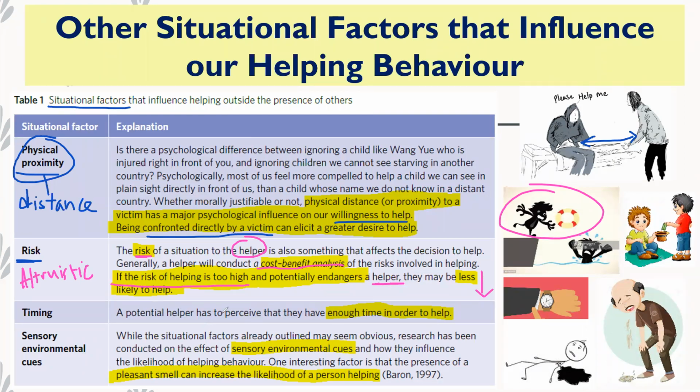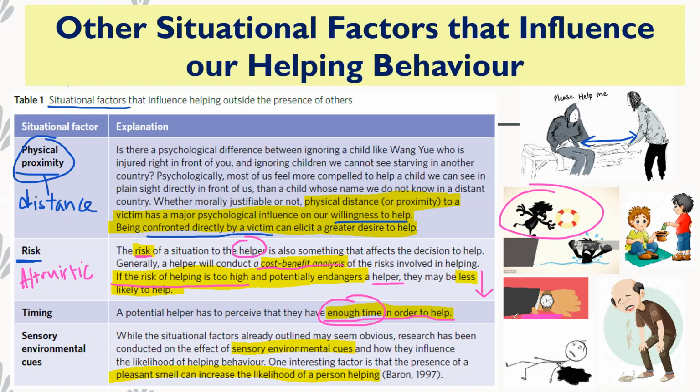Okay, timing. A potential helper has to perceive or understand that they have enough time in order to help. Think about it. If you're in school and you found out that one of your friends or cousins or family friends in year 7 has just fallen to the floor and needs to get to the first aid room, and you're on the opposite side of the school, in the senior campus, by the time you get there, you're not really going to be able to help them. It'll probably be more ideal for one of their friends or one of the teachers on yard duty there to help that student, rather than you taking all the time to go from this side of the school to the other, where you might not have enough time to help that person in the most effective way.